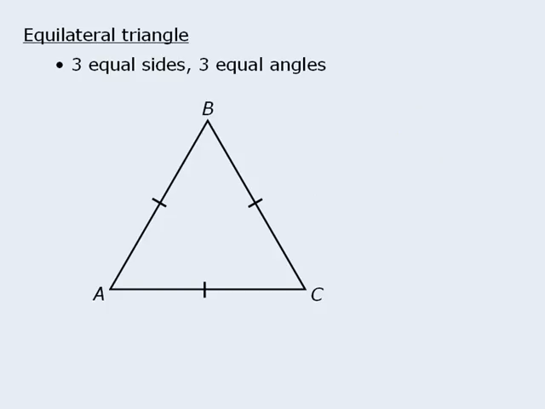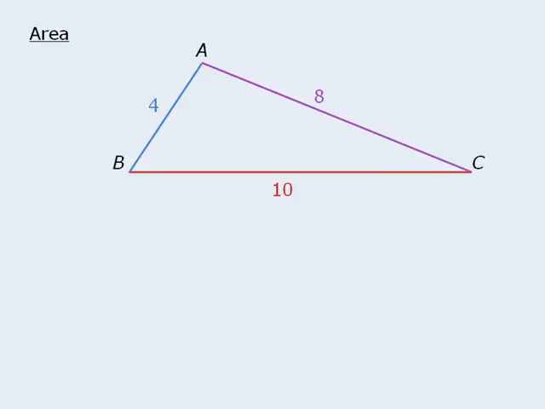Okay, now let's examine the equilateral triangle. These are triangles with three equal sides and three equal angles. Since the three angles in any triangle always add to 180 degrees, the three angles here are all 60 degrees. Now we will come back to equilateral triangles later in this lesson, but first I want to discuss how to find the area of a triangle.